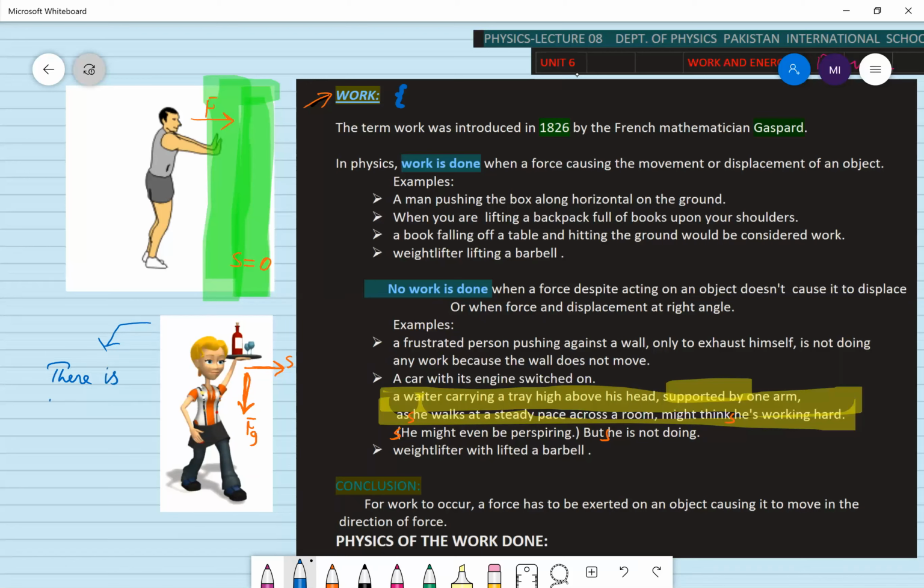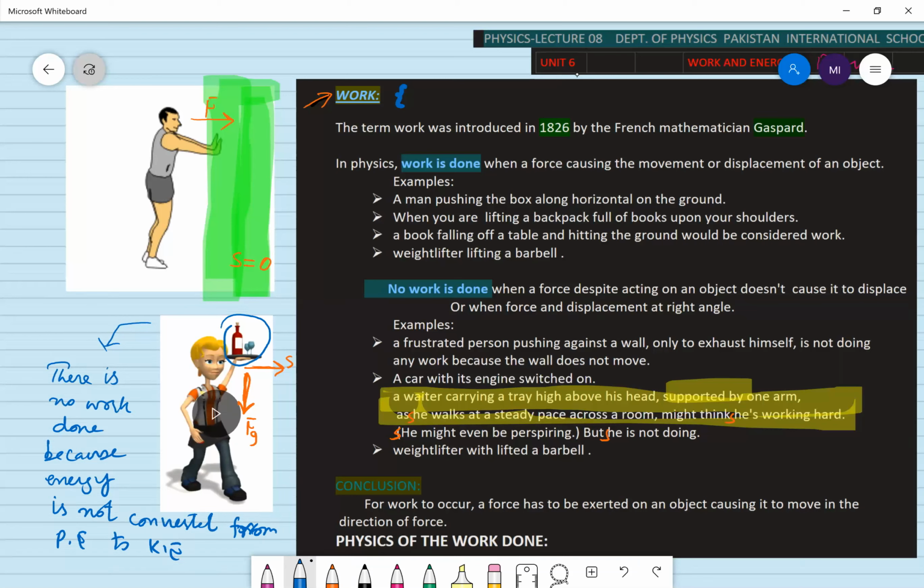There is no work done by gravity because the energy is not converted from potential to kinetic. The energy of this tray is constant as she moves. So there is no change in the energy of the tray, therefore there is no work done.